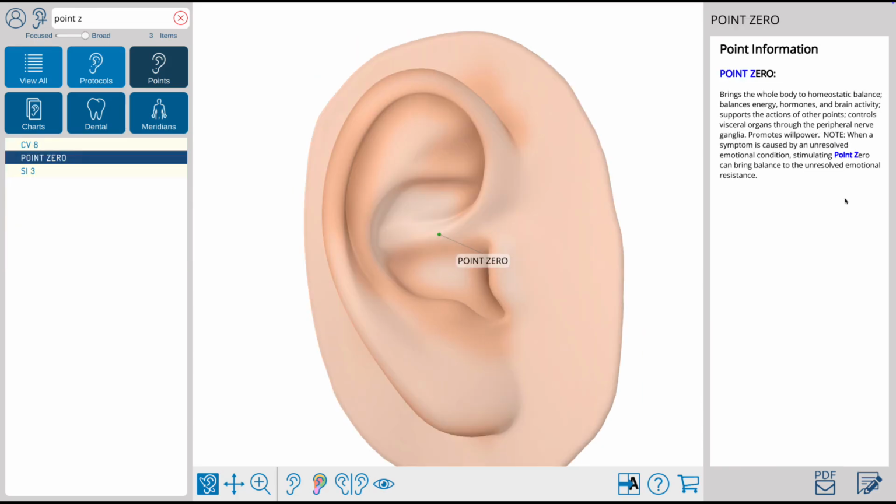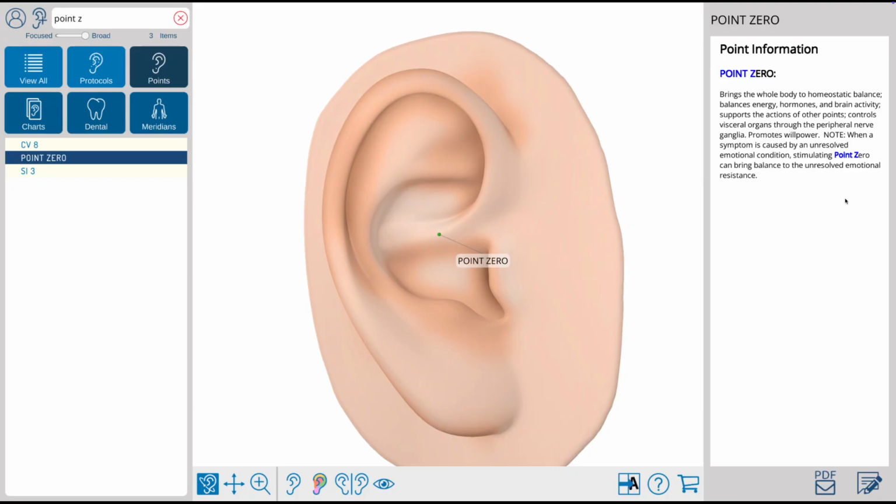We're covering a deceptively simple but absolutely essential point in the protocol, point 0, which is also known as the celiac plexus point. Now, if laterality is the reset for the brain and the hypothalamus is the reset for appetite, then point 0 is the reset for the entire autonomic nervous system. This is one of the first points I ever treat and one of the last points I will ever forget. So what is point 0?